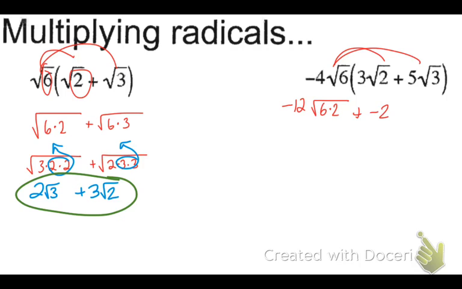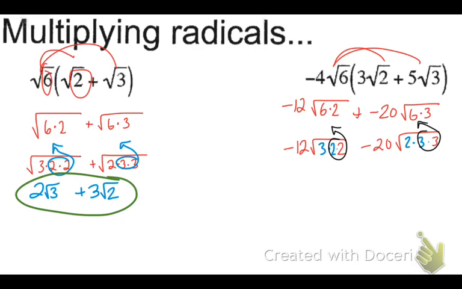Next one, distribute. Again, multiplying outsides with outside, inside with inside. I don't bother multiplying the 2 and the 6 together here because I'm just going to prime factorize them in the next step anyway. Then I find my pairs because this is a square root. I'm looking for pairs of numbers to take out.